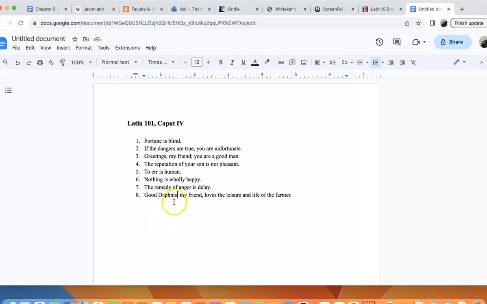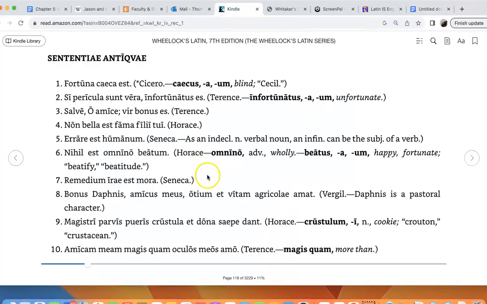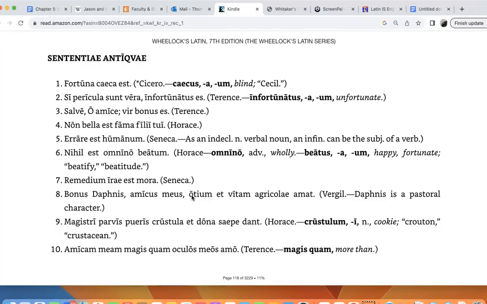So bonus Daphnis, amicus meos, amat otium vitam agricolae. So we've had this before in the Horace. Remember, Virgil and Horace were contemporaries and they knew each other. So this idea of the simple life.